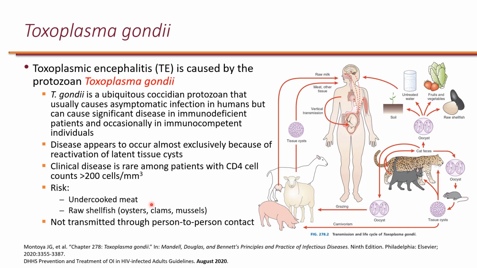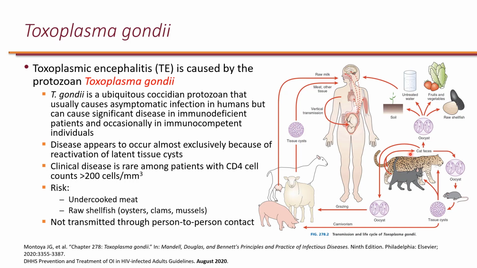Let's change gears to Toxoplasma gondii. So toxoplasmic encephalitis, or TE, is caused by Toxoplasma gondii. It is a protozoan parasite. You can see that in the life cycle of this parasite, cats are involved as well as livestock.